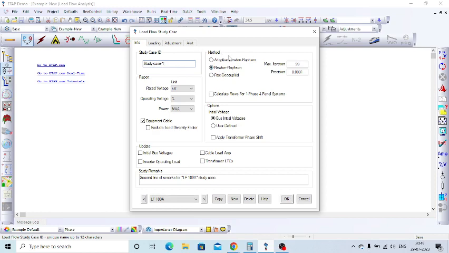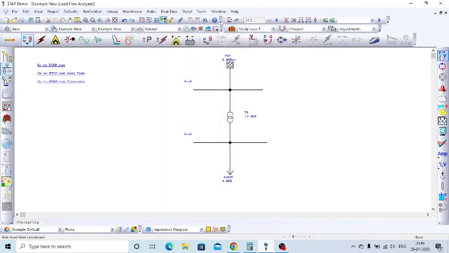Next we need to select the method. Here three methods are available: adaptive Newton Raphson, and fast decoupled. We have to select one. Normally we use the Newton Raphson method. The default iteration is 99 and the precision is 0.0001. Then click OK. On the right side, if you move the cursor on top of the icon, you can see the explanation, run load flow. By clicking this, we are running the load flow. Now the load flow is executed.